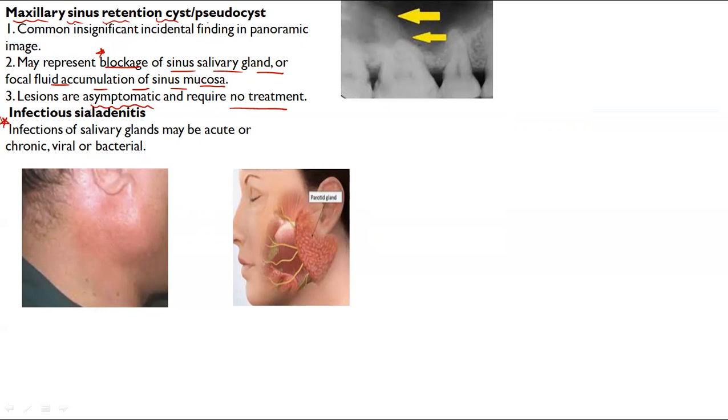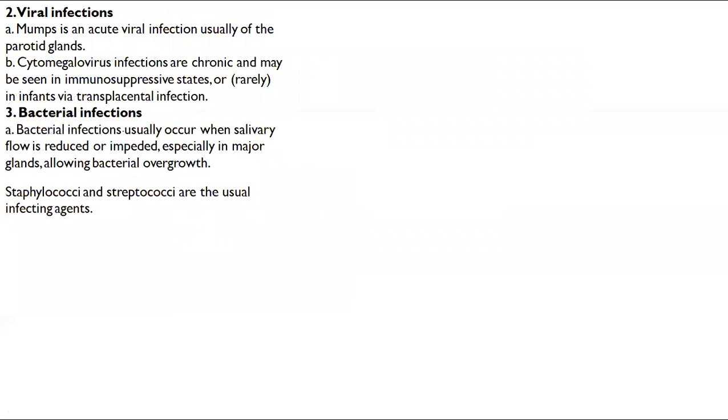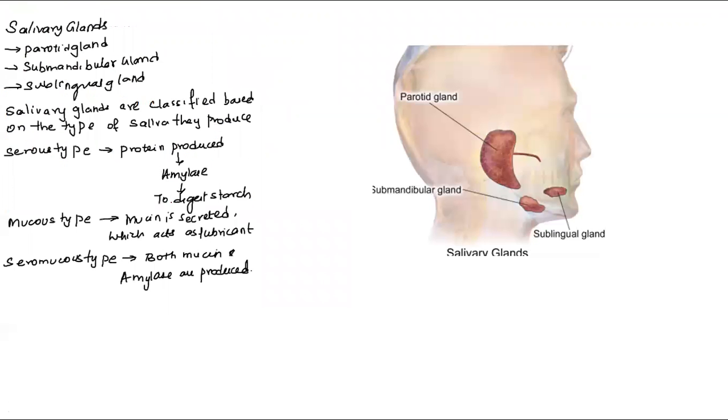Now coming to infectious sialadenitis. It can be caused by virus or bacteria. Viral infections like mumps can affect the parotid glands, and cytomegalovirus can also affect them, and it can pass to infants through the placenta, so it is a transplacental infection. Bacterial infections that are common are usually Staphylococcus and Streptococcus.